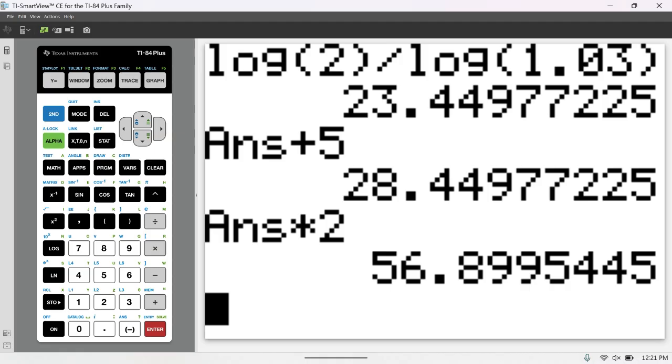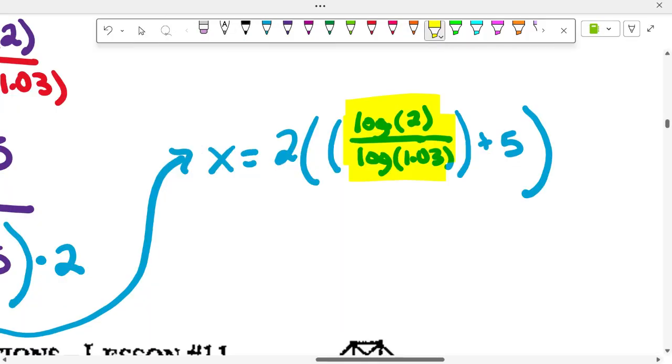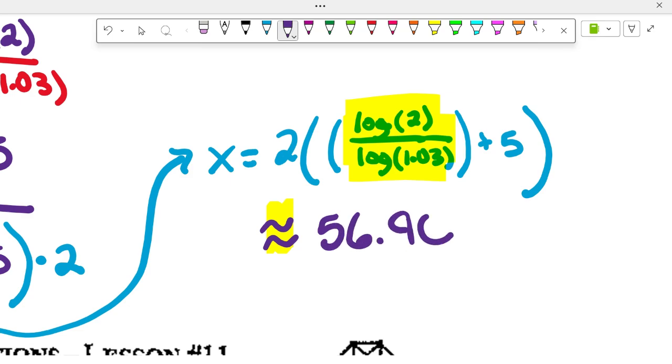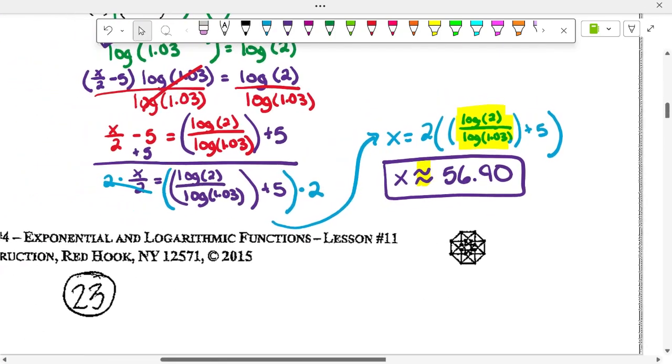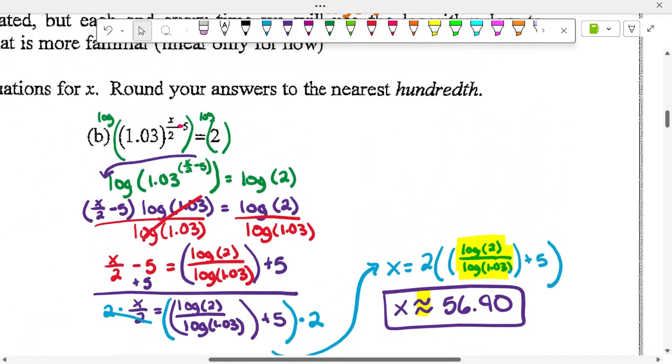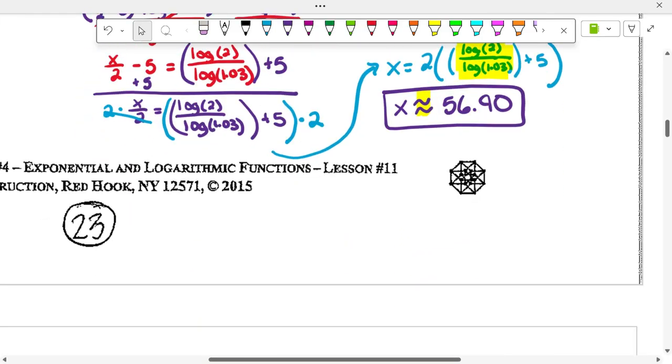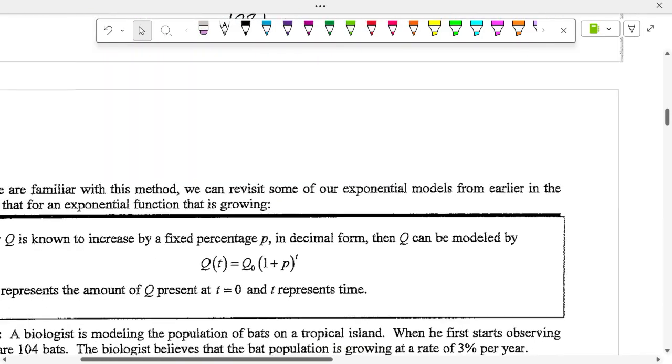So this is approximately 56.90. All right. So again, it's a lot, but it's not terrible.